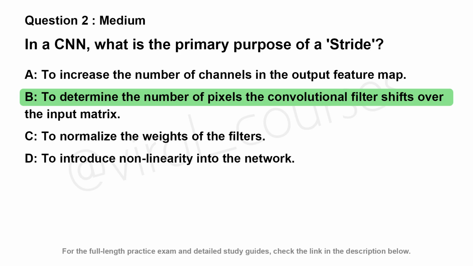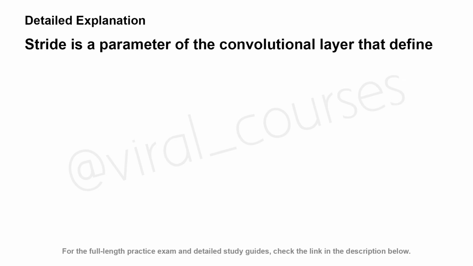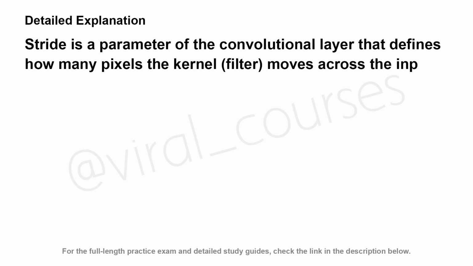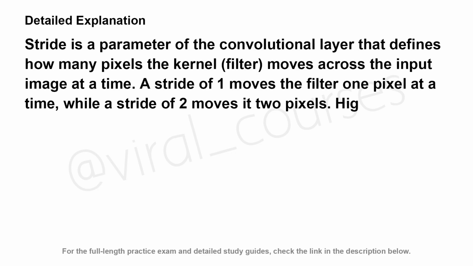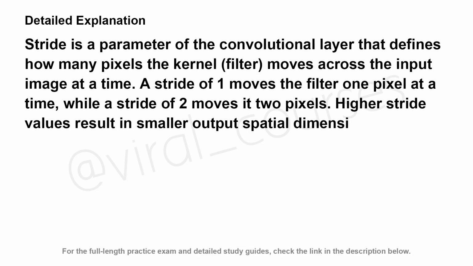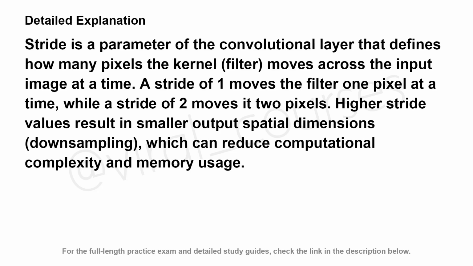The correct answer is B. Stride is a parameter of the convolutional layer that defines how many pixels the kernel filter moves across the input image at a time. A stride of 1 moves the filter 1 pixel at a time, while a stride of 2 moves it 2 pixels. Higher stride values result in smaller output spatial dimensions, downsampling, which can reduce computational complexity and memory usage.